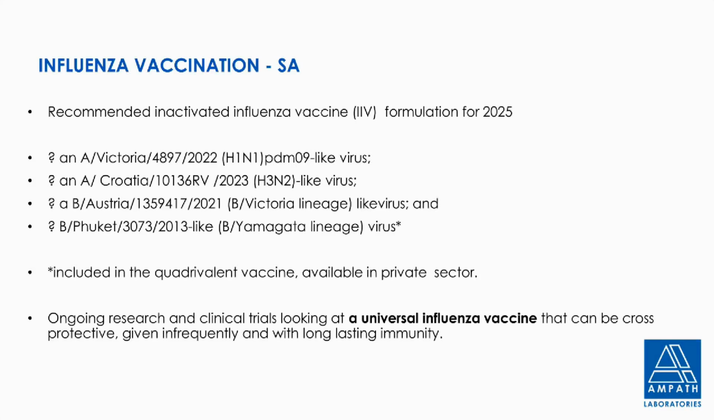So the formulation for 2025 covers your influenza A and your influenza B, and it's included in the quadrivalent vaccine. It's available in the private sector.